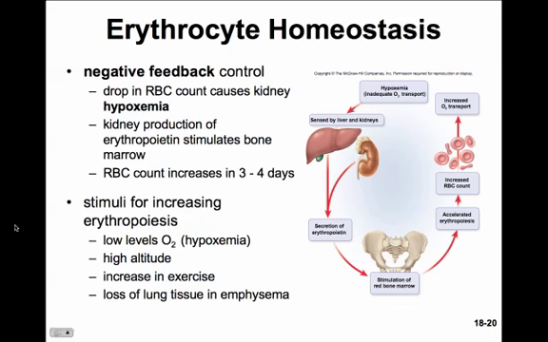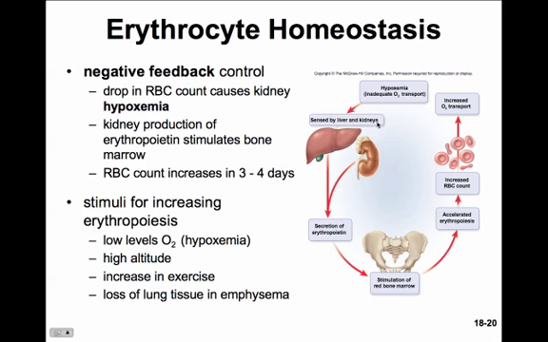When we see a drop in red blood cell count, it'll cause hypoxemia, or low oxygen in the blood in the kidney. The kidney will then produce erythropoietin, which stimulates the bone marrow, and the red blood cell count will increase within 3 to 4 days. The figure on the right demonstrates this series of events.